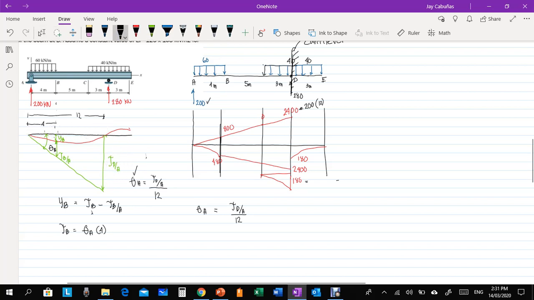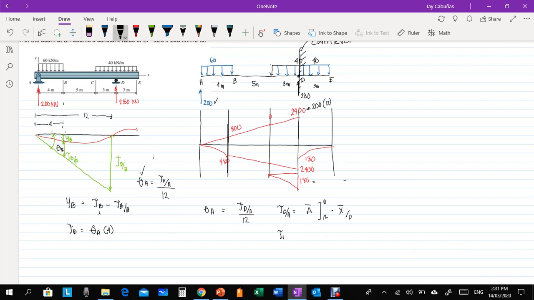So in that case, we need to get tDA. So tDA is equal to the area moment from A to D times the centroid from D. What is the area? Since D is at this point, we only take this area.